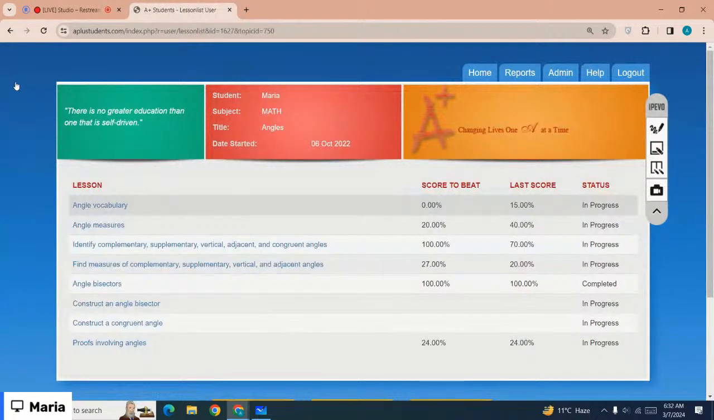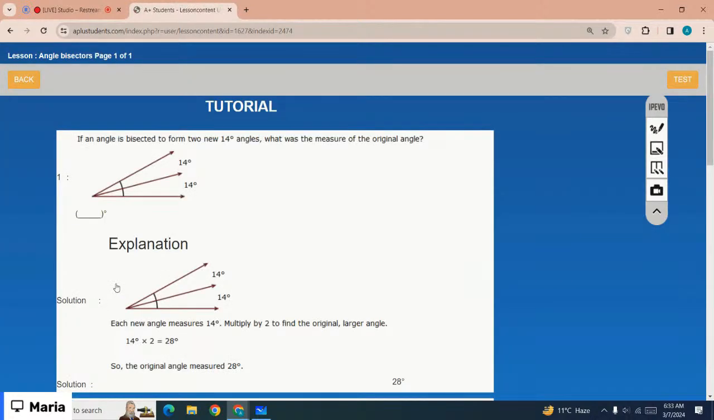And the next lesson is angle bisectors. Bisector means dividing the angle into two parts, right? Bi means two.